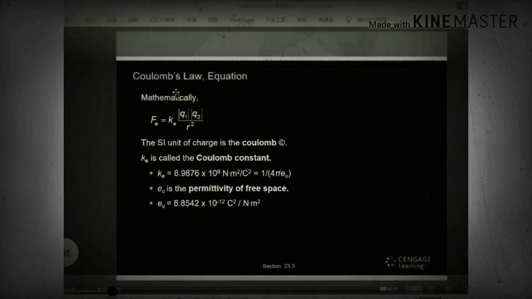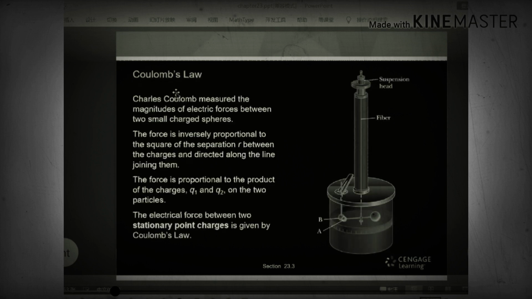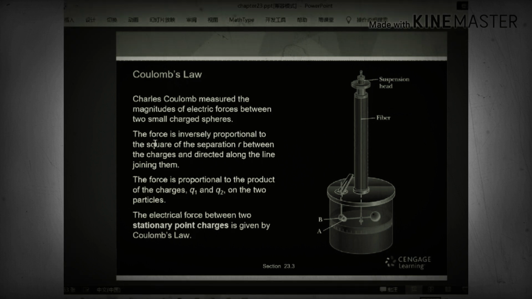Talking about Coulomb's law. This law was founded or discovered by Charles Coulomb. He measured the magnitude of the electric forces between two small charged spheres. The force is inversely proportional to the square of the separation r between the charges and directly along the line joining them. The force is proportional to the product of the charges Q1 and Q2 on the two particles.